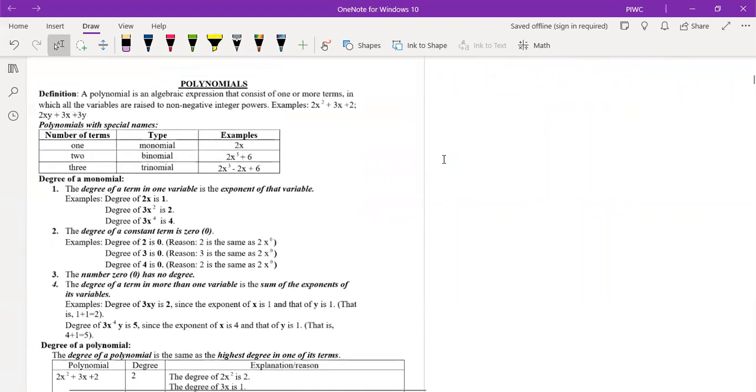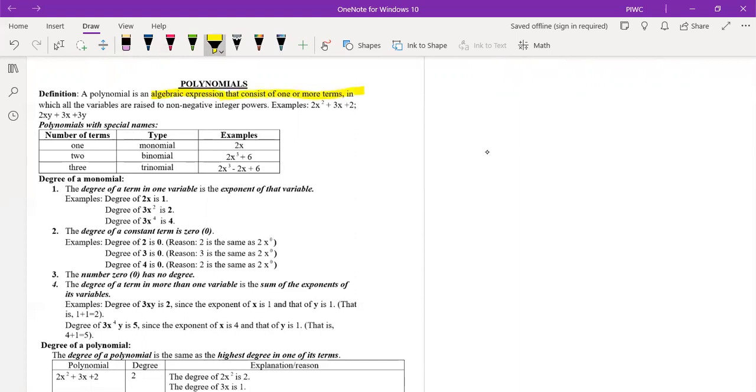I want to touch on another area known as polynomials. Okay. So what are polynomials? A polynomial is an algebraic expression that consists of one or more terms in which all the variables are raised to a non-negative exponent, non-negative integer powers, all right? Non-negative, so very important.